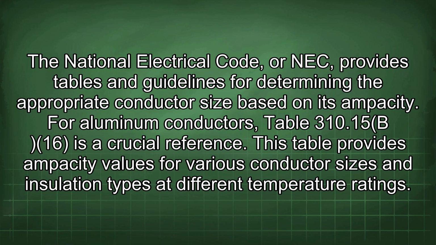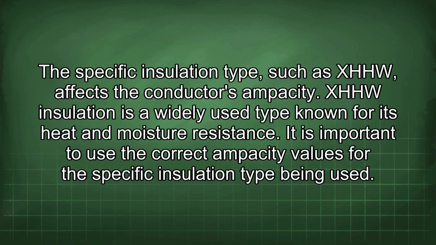For aluminum conductors, Table 310.15(B)(16) is a crucial reference. This table provides ampacity values for various conductor sizes and insulation types at different temperature ratings. The specific insulation type, such as XHHW, affects the conductor's ampacity. XHHW insulation is a widely used type known for its heat and moisture resistance. It is important to use the correct ampacity values for the specific insulation type being used.